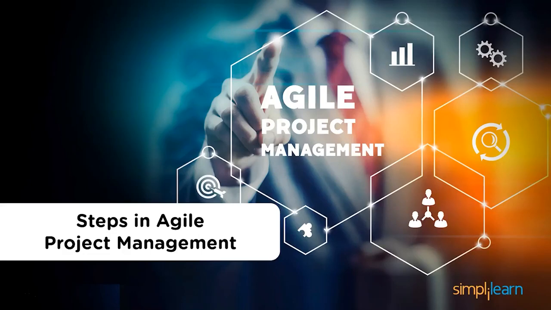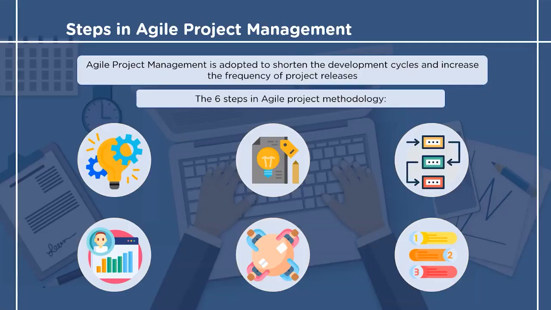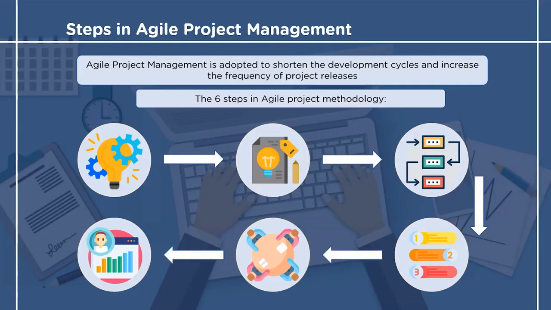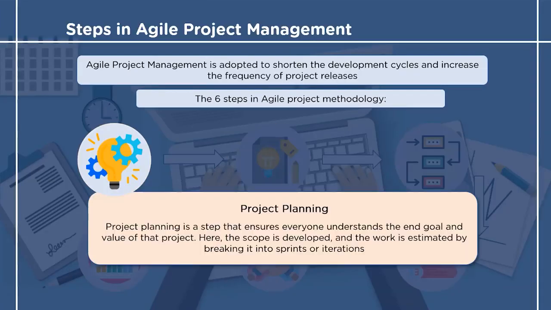We shall now see the steps in Agile project management. The goal of Agile methodology is to produce shorter development life cycles and more frequent product releases than traditional waterfall project management. So we will now check 6 steps in Agile project methodology. The first step in the process is project planning.